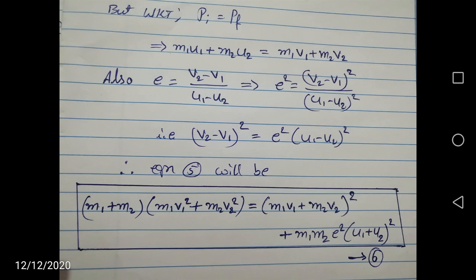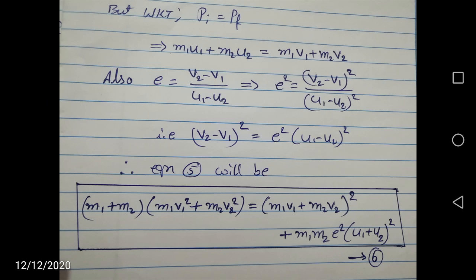But we know that the initial momentum of the system is equal to the final momentum of the system. That is, m1 u1 plus m2 u2 equal to m1 v1 plus m2 v2. Also, e is equal to (v2 minus v1) divided by (u1 minus u2), which implies e square equal to (v2 minus v1) whole square divided by (u1 minus u2) whole square. That is, (v2 minus v1) whole square is equal to e square into (u1 minus u2) whole square.